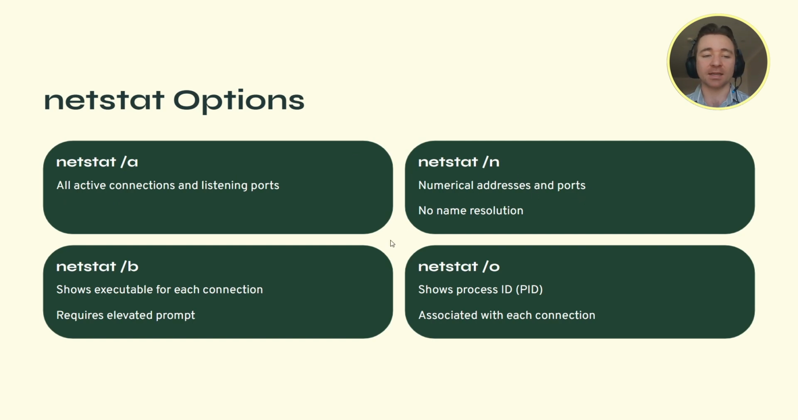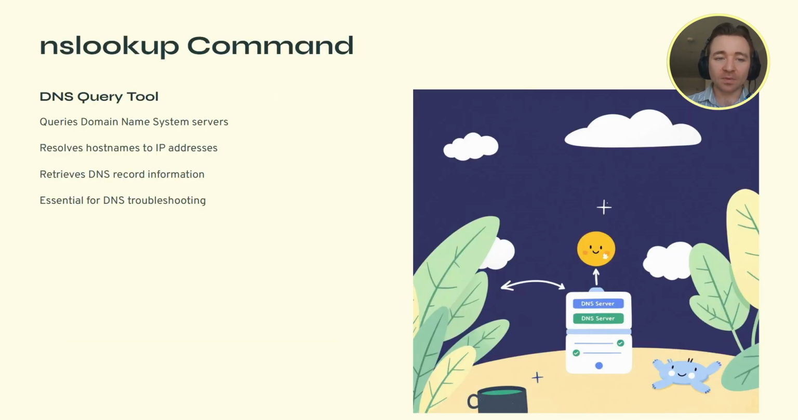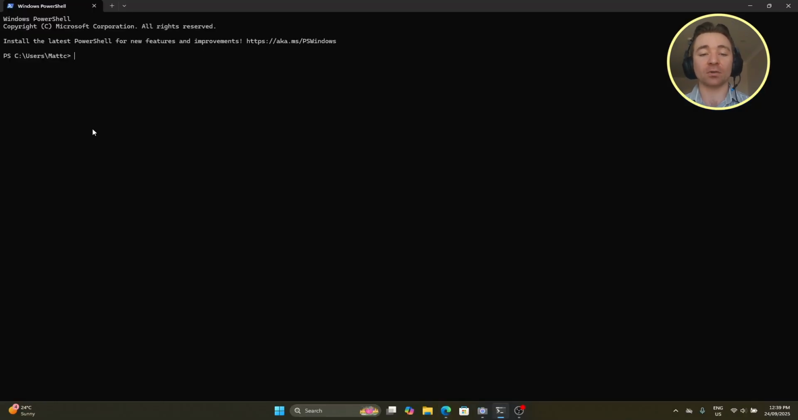You can read this. Just know netstat shows you your active connections and what ports are currently listening, established, etc. All right. So the nslookup command is essentially your DNS query tool. If you want to know what domain name is associated with a particular IP address, or what IP address is associated with a particular domain name, you would use the nslookup command. So let's go ahead and look at this in action.